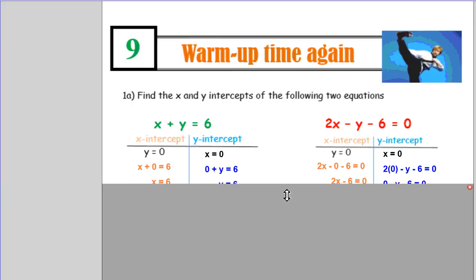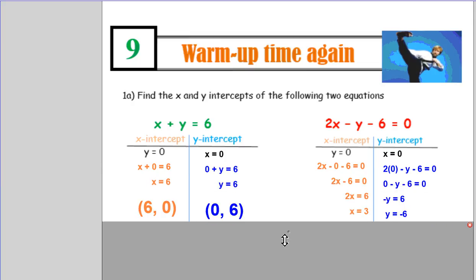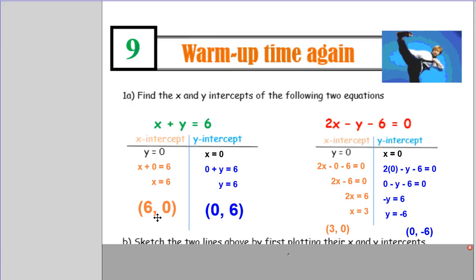Hopefully you got (6, 0) for the x-intercept and (0, 6) for the y-intercept. And for the other line, I hope you got (3, 0) for the x-intercept and (0, -6). If you didn't, you might want to pause and look at my working out, my reasoning behind my answers before you move on.